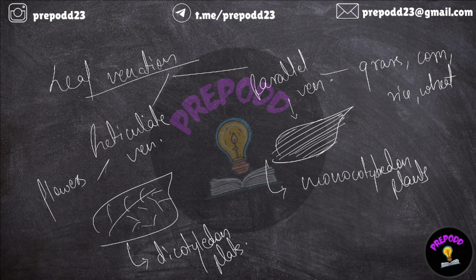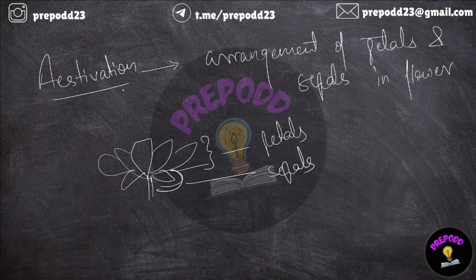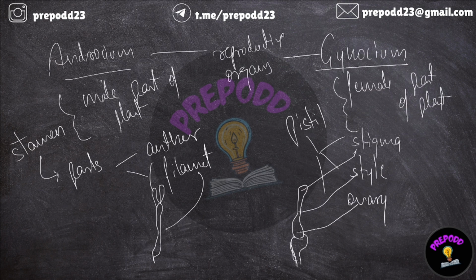Then about the leaf venation, that is reticulate and parallel venation. Then about the flower, that is your reproductive organ of the plant, and then unisexual and bisexual flowers. Then what is estivation. Then what is your androecium and gynoecium, that is your reproductive organ of the plant.